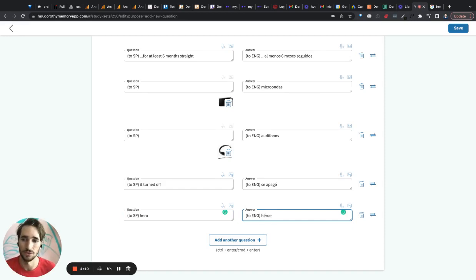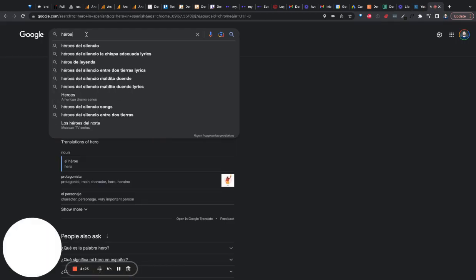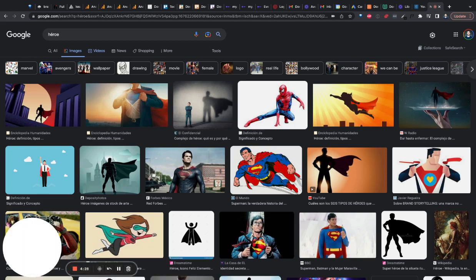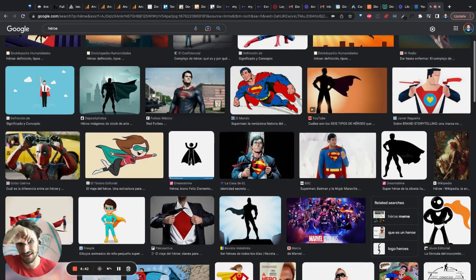And I like to also use images if I can. So in this case, I typed in the word hero, but I might actually search for the word héroe on Google Images. Using imagery is much more powerful when it comes to memorizing. It's going to be much easier to remember an image in your brain than it is to remember a piece of text. So I try to use images as much as I can. So I'm going to look for the image that I feel best embodies the word hero.